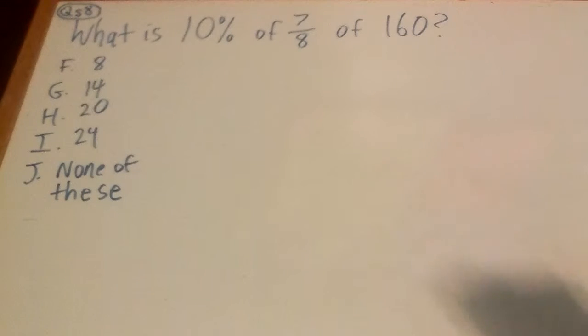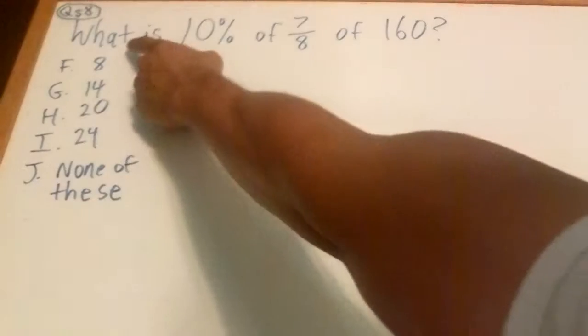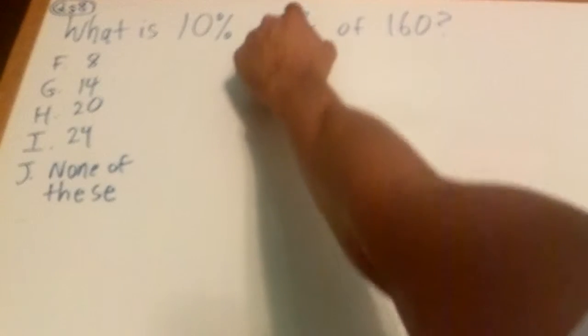This question comes from the questions you have in your notebook, and it's question 58 inside of your Apollo book. So just take a look at question 58 and you'll be able to follow along if you open your book. This might have been a question you already did, but if it is, it doesn't matter. So let's see. The first thing you should do is look at the question. What is 10% of 7/8 of 160?